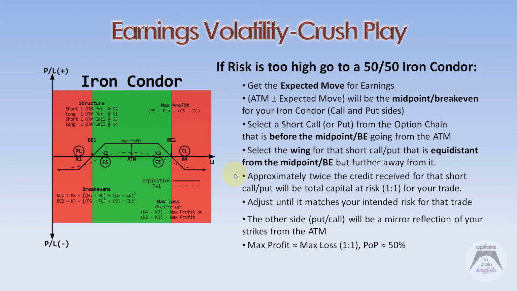So max profit is going to be approximately equal to the max loss, 1-to-1. Probability of profit is going to be approximately 50%. And same thing, you will make money if the stock moves by less than the expected earnings move. So let's take a look at the platform to see how this translates into an actual position.